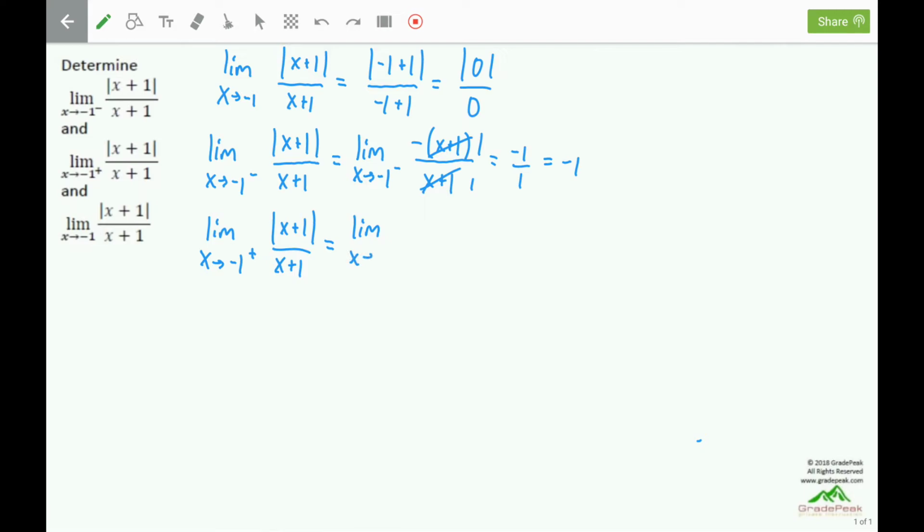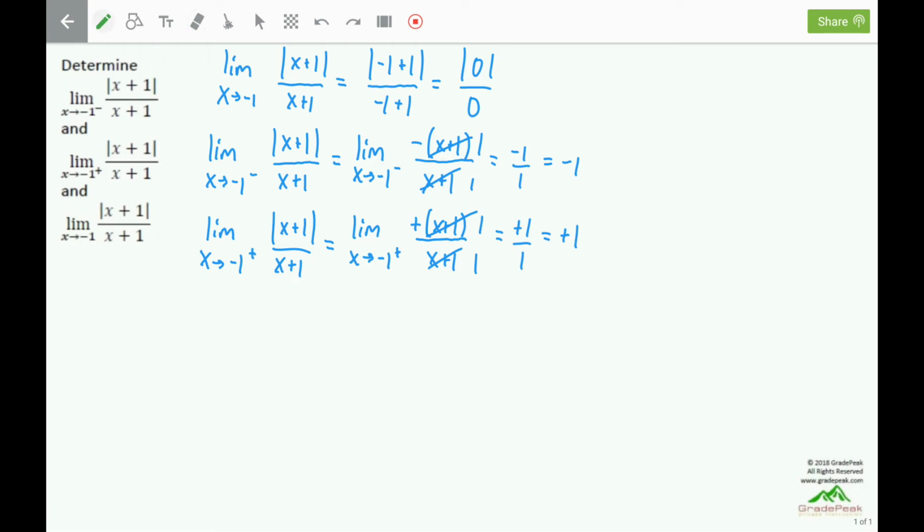Now the absolute value for a positive number does not change the number at all, so it'll keep it the same by having a positive outside the parentheses if we remove the absolute value brackets. We still have the 0 over 0 indeterminate form here as well, but the x plus 1 factors can now cancel, and we result in +1 over 1, which overall gives us +1.